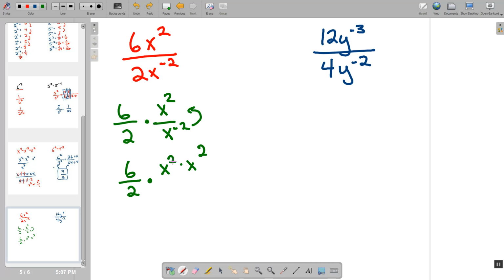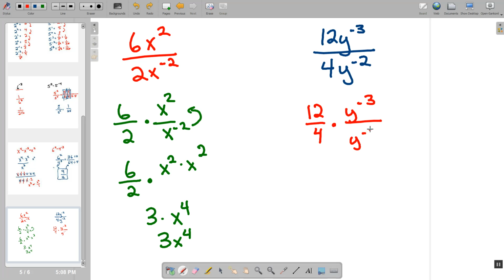Okay, now we need to simplify. Well, this is x times x, and this is x times x. So that gives us 4 x's right there. And then 6 halves is 3. So our final answer is simply 3x to the positive 4th. And now let's do the problem on the right. Once again, we need to break this up. We have 12 fourths times, we're going to do y to the negative third and y to the negative second.